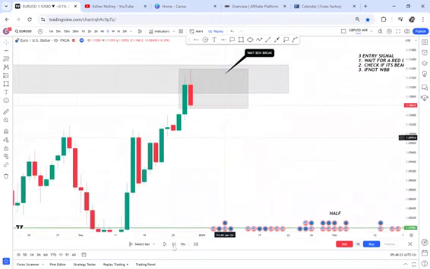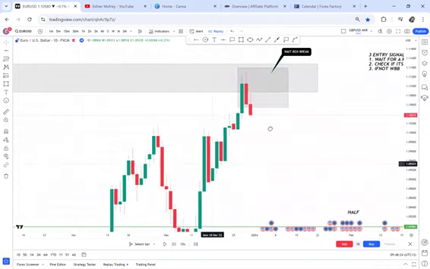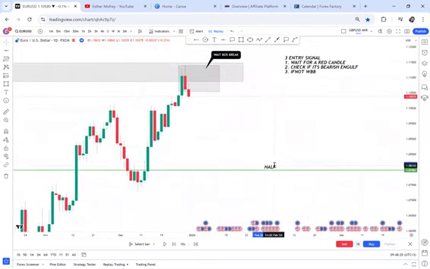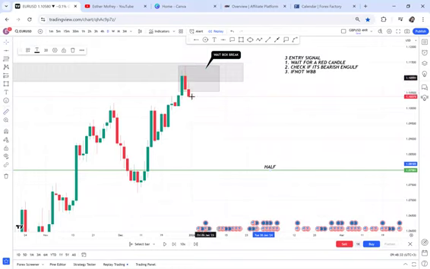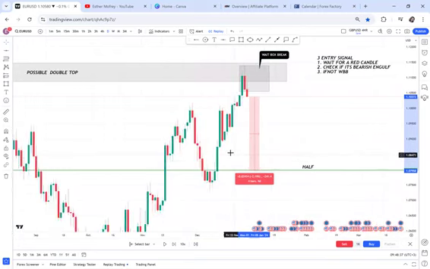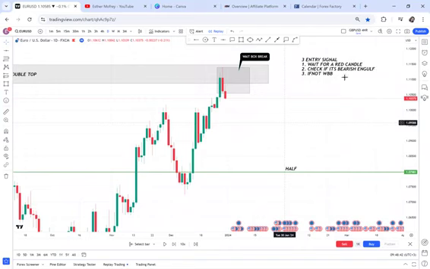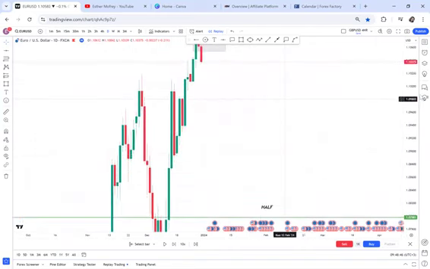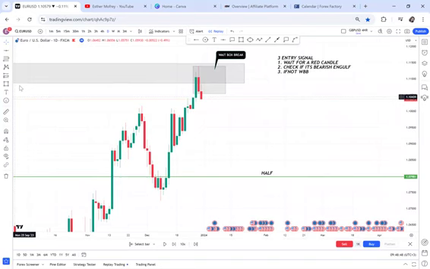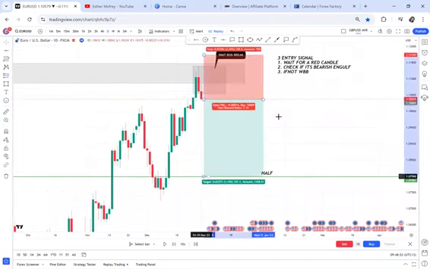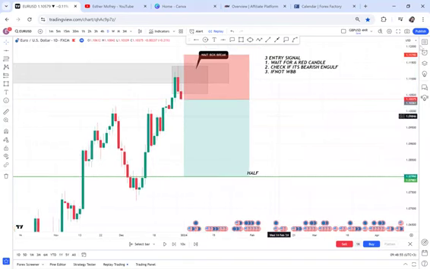So I will be waiting for the box to break. And you can see the box broke. And now our first take profit is the half. So you can imagine how many pips that is. We have 240 pips, guys. 240. You come and take your short position. Can you imagine entering a trade and it gives you 240? You must be lucky. 240 is a lot of pips.